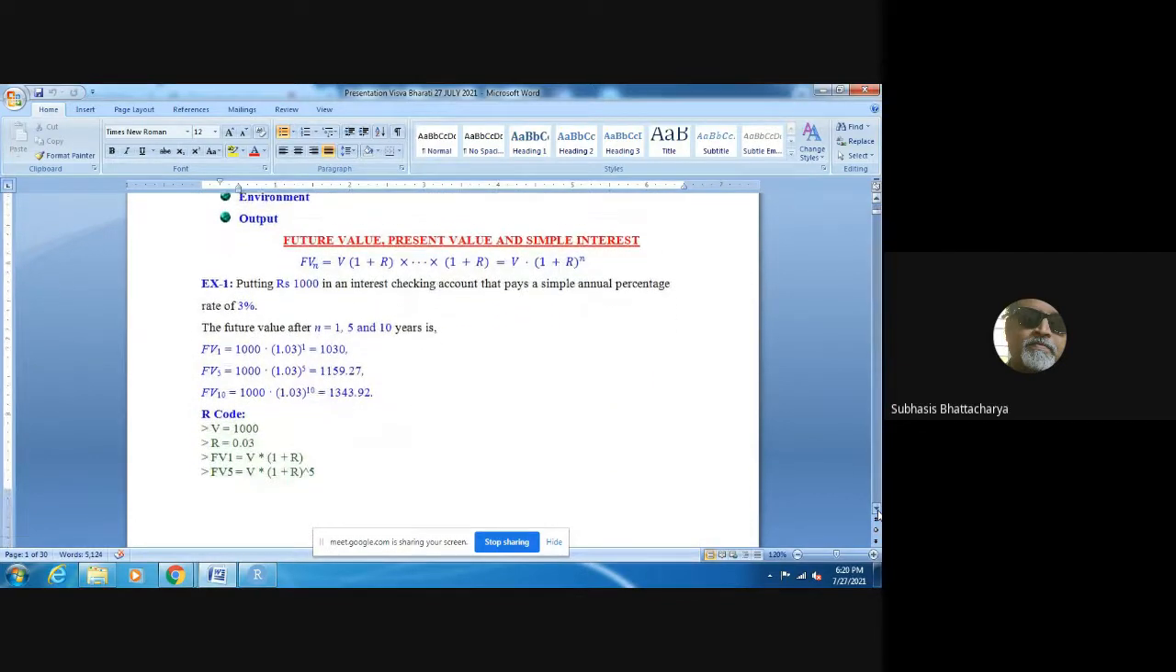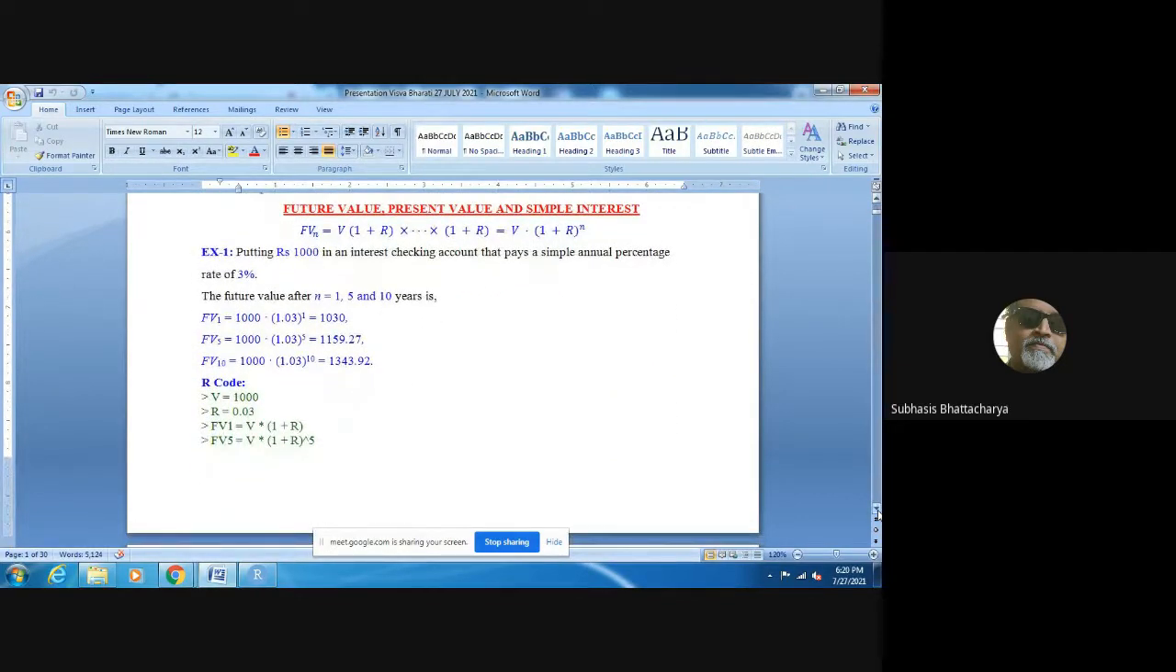So I start with a very simple problem, the calculation of the future value. Suppose V is an amount of money and R is the rate of interest. If it is invested for n years, then the value is V into 1 plus R to the power n. That is, consider the amount V invested for n years at a simple interest rate R per annum, where R is a decimal. And we compute these things.